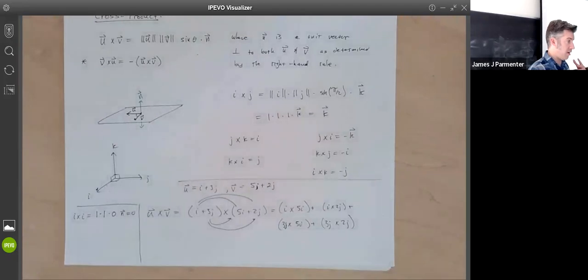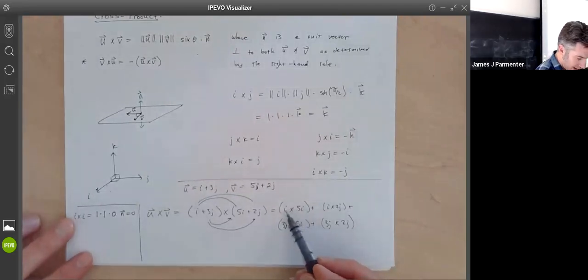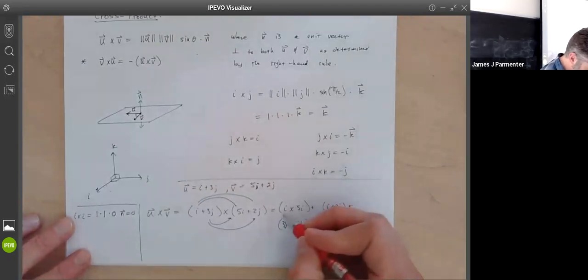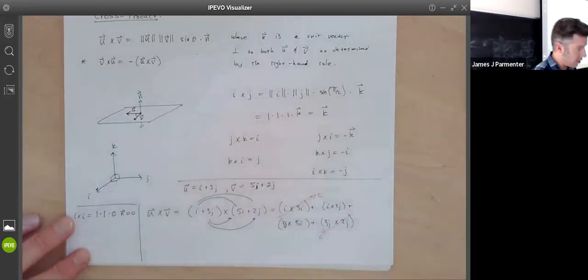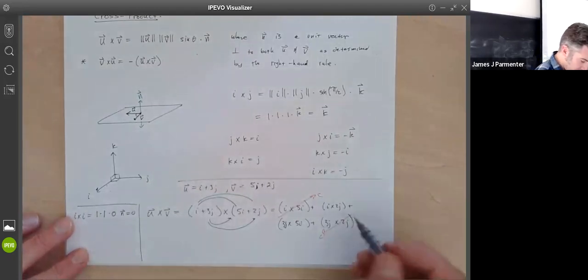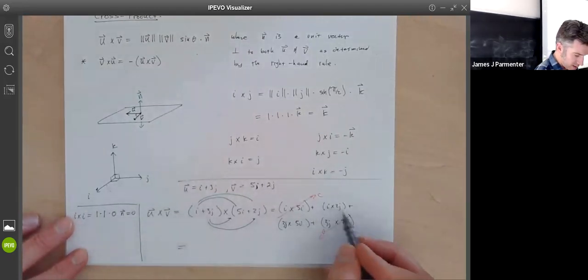Kind of the opposite of dot products, right? Dot products, you have to be perpendicular, you get nothing. Cross products, they have to be perpendicular or in the same direction, you get nothing. So here, the I cross 5I is going to be 0. And the 3J cross 2J is going to be 0. So then we're going to be left with I cross 2J.